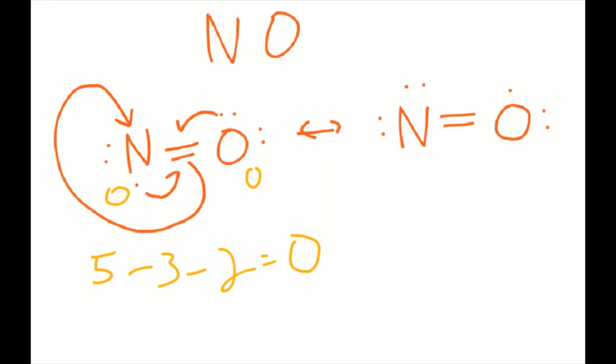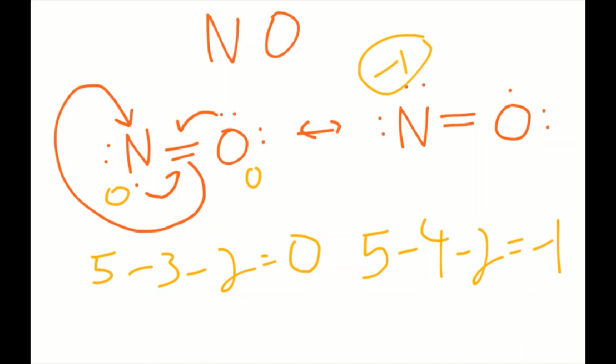Now, for this atom, well, we can look at the formal charges for this. Nitrogen has 5 naturally, but it has 4 non-bonding and 2 bonds, therefore nitrogen is minus 1, and as a consequence, O will be plus 1.